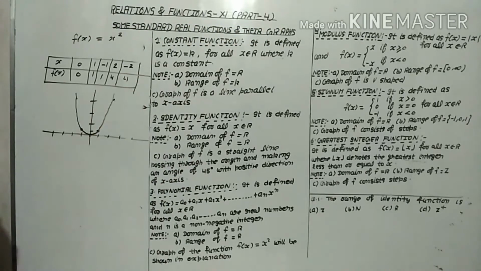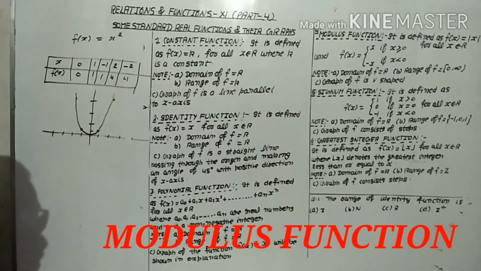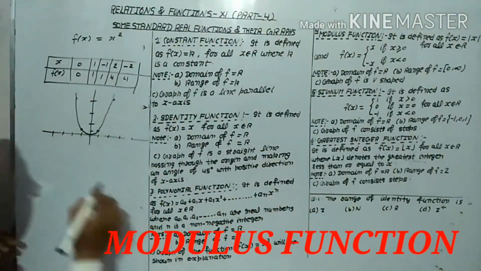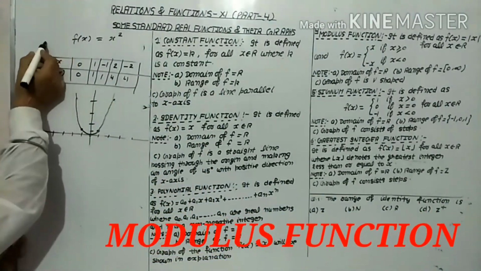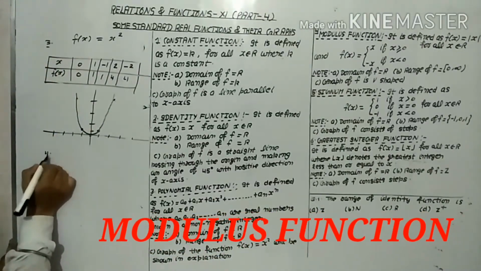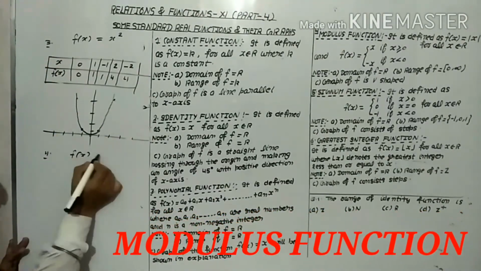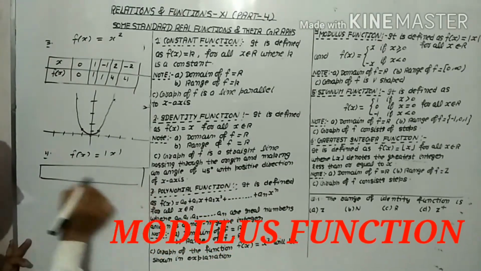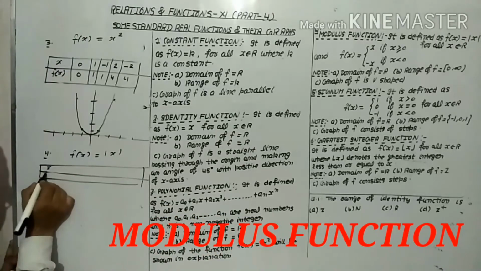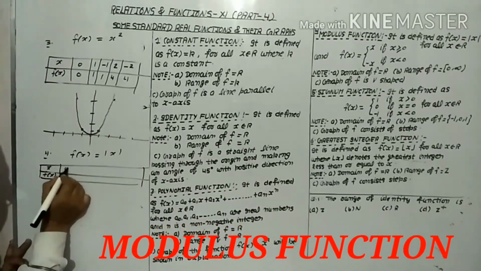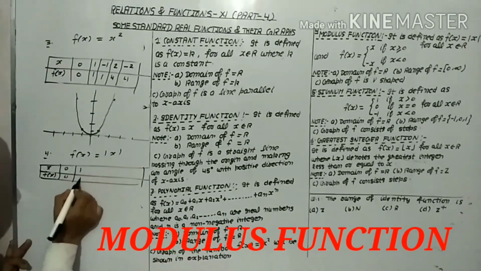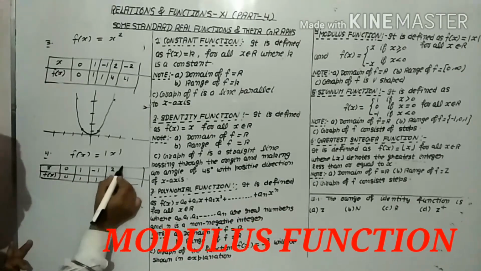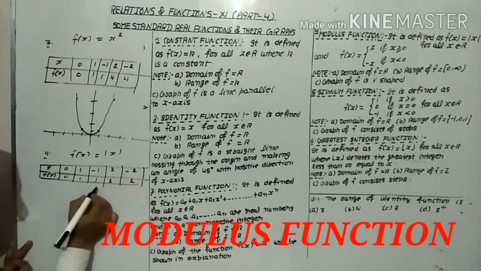Next is the modulus function. The modulus function works exactly like an absolute value. This was the graph of the third polynomial function. For the modulus function, we have f(x) = |x|. How will we draw the graph of this? Give different values. This is x, this is f(x). If x is 0, f(x) is 0. If x is 1, f(x) is 1. If x is minus 1, this is again 1. If x is 2, this is 2 only. If x is minus 2, this is 2 only.